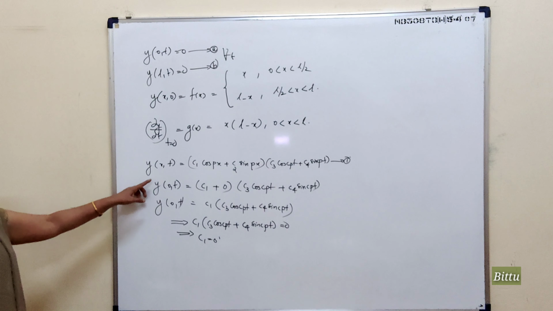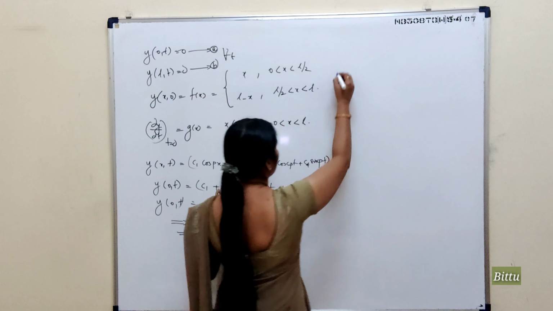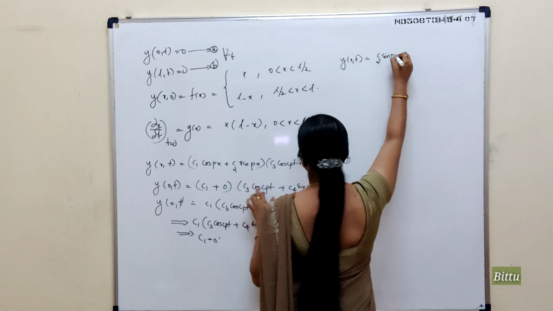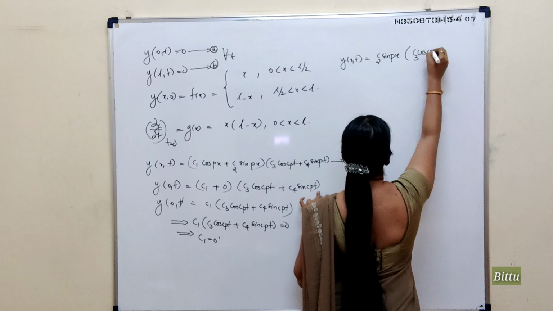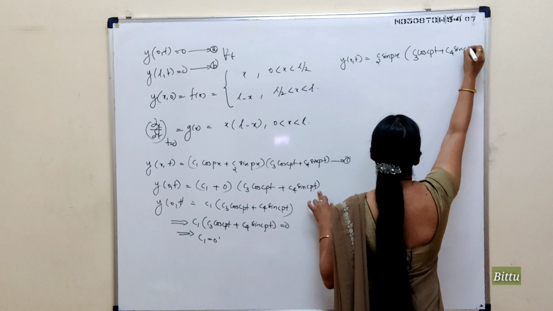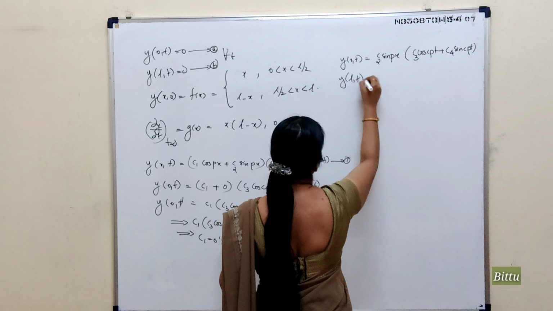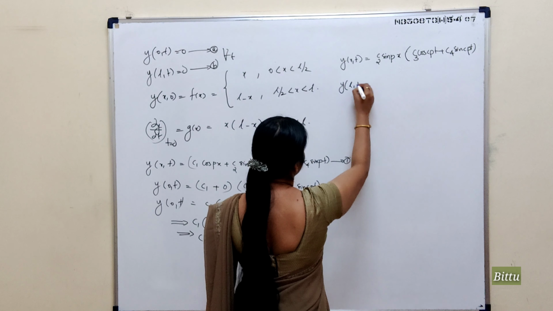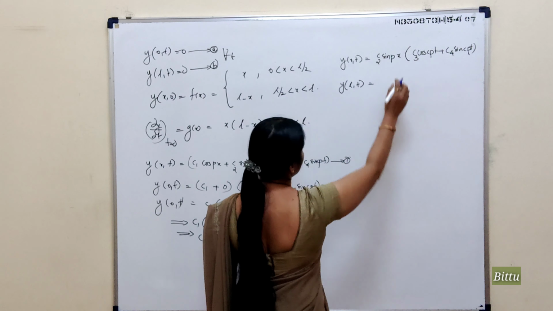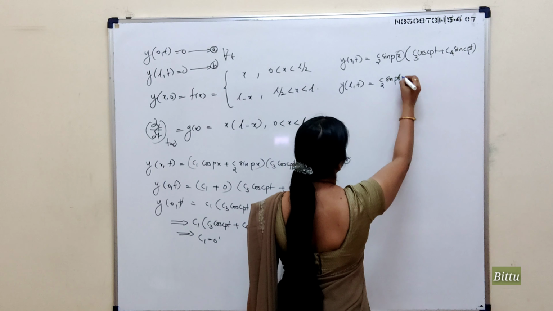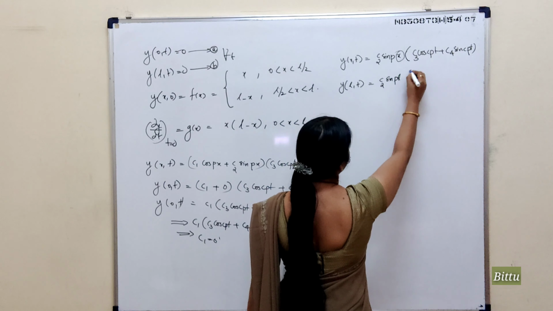You put c1 in equation number 1. We have y of x,t is equal to c2 sin px into (c3 cos cpt plus c4 sin cpt). Next, we have to apply condition B. For that, we have to write y of l,t. In this, you put x equal to l. You can see only x here, so there you put x equal to l. So, c2 sin pl into (c3 cos cpt plus c4 sin cpt).